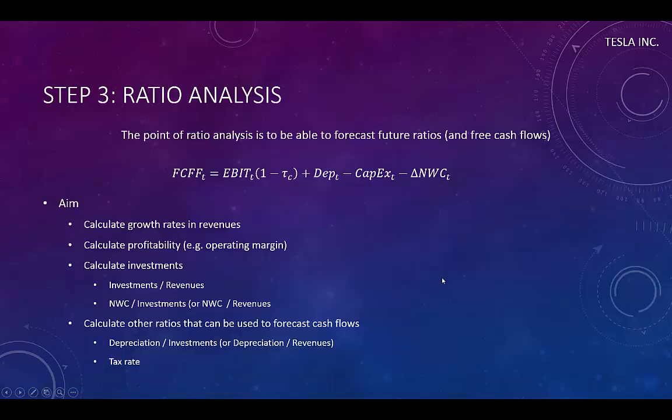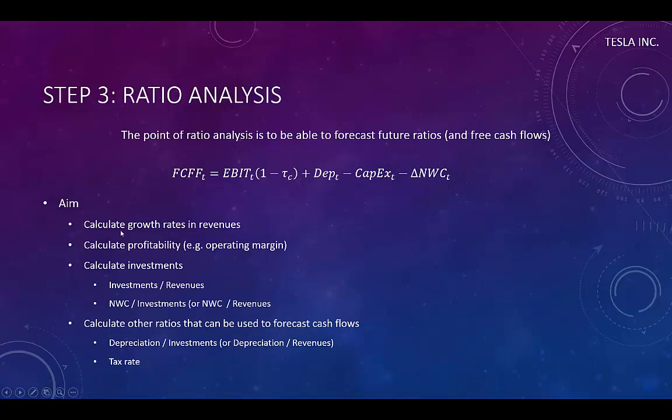A key issue is how to forecast the future cash flows. We want to use the free cash flow for the firm approach. The free cash flow for the firm is calculated using this expression. But how do we estimate future EBIT? How do we estimate the depreciation, the capital expenditures, and the investment in the net working capital? The approach we're going to use involves using financial ratios.